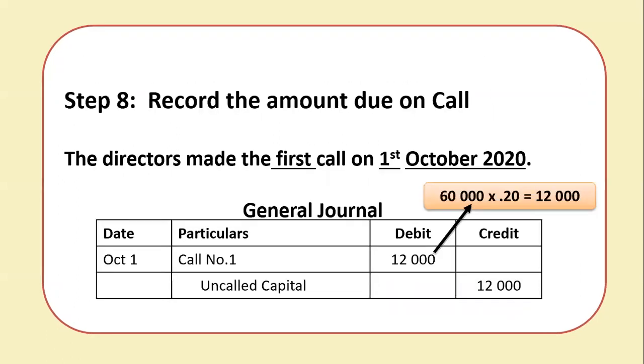And we look at step number 8. Step number 8 is to record the amount due on call. The directors made the first call on 1st October 2020. So that means only the first call was due, and that was $12,000. So on October 1st, it's debit call number 1 and credit uncalled capital. Call number 2 is not yet due, so we will not record call number 2, only call number 1.